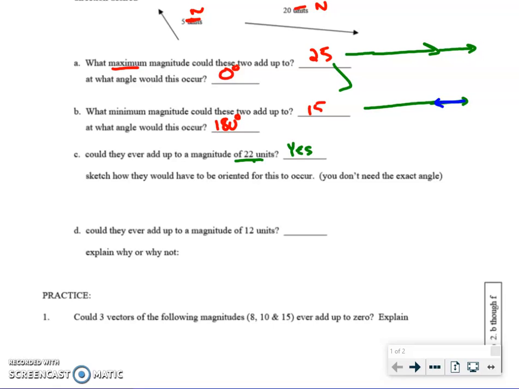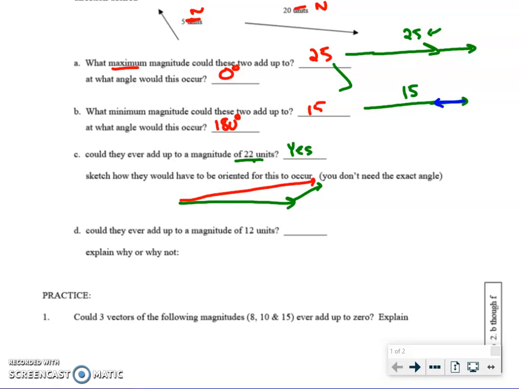Well, if this example gives us 25 and this example gives us 15, then 22 is going to be closer to this than that. So what I would have is, let's say I draw the 20 horizontally, and then to it I'm going to add a 5 that's not quite horizontal, just slightly up and to the right, so that the resultant is going to be fairly longish. It's going to be greater than 20, but not quite 25.